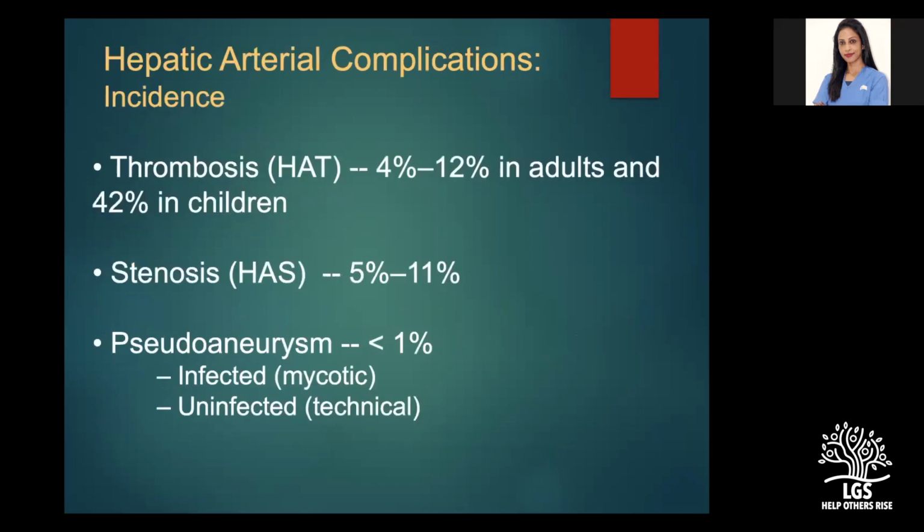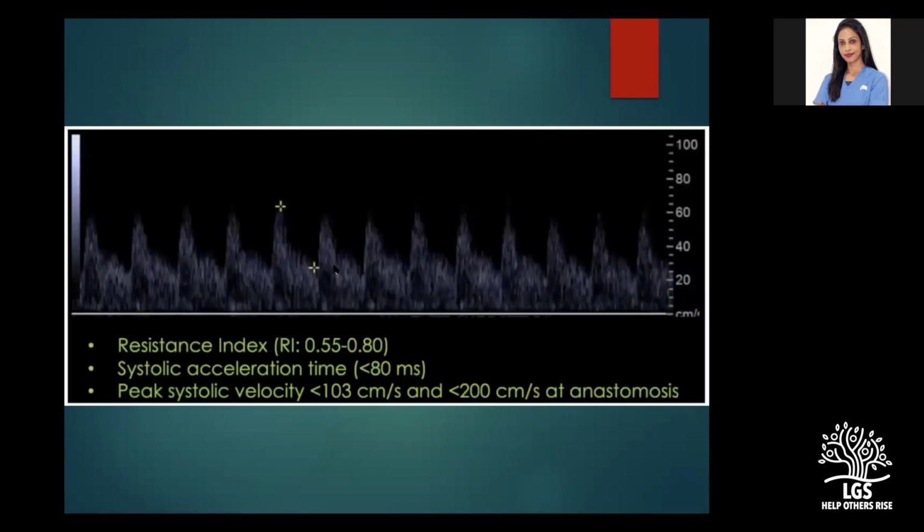And hepatic arterial complications, 4 to 12% in adults and 42% in children. So in adults, it's less common compared to children when it comes to thrombosis. Hepatic artery stenosis, the risk is about 5% to 11%, and pseudoaneurysms, less than 1% of the cases. It could be infected or uninfected. We all know about the importance of Doppler, post-transplant, intra-op Doppler, and then day 1 to day 3, and then every week. So it's very important we do the Doppler.